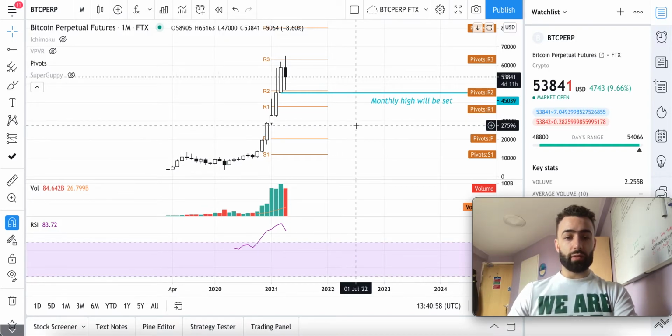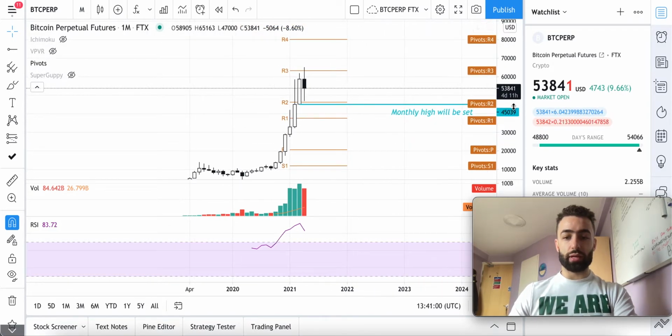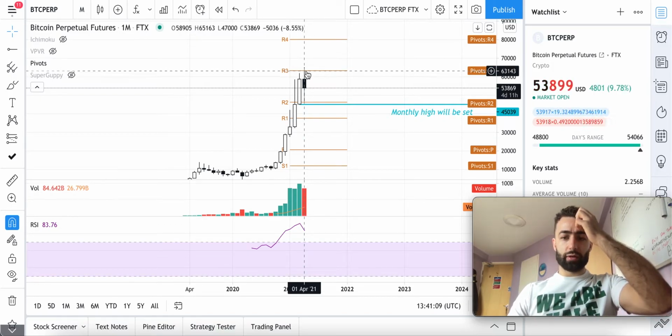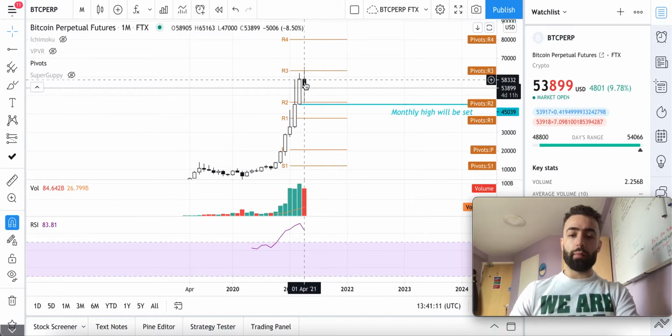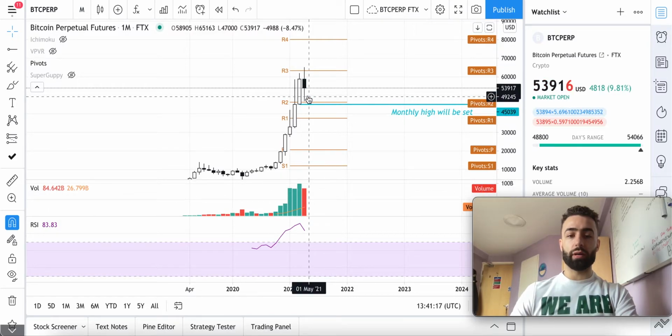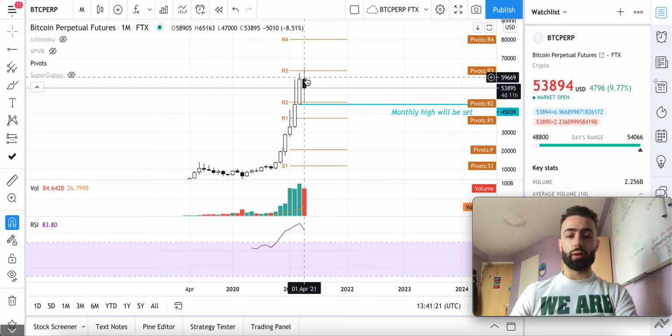On the monthly time frame here for Bitcoin, we can see that the monthly candle closes in about 4 days and 11 hours. We have this R3 pivot up here, which is our main resistance level. That is up at about 63.2. I imagine this monthly candle will close somewhere with bear volume. It'll be pretty difficult for it to close with a bull candle, but it is possible.